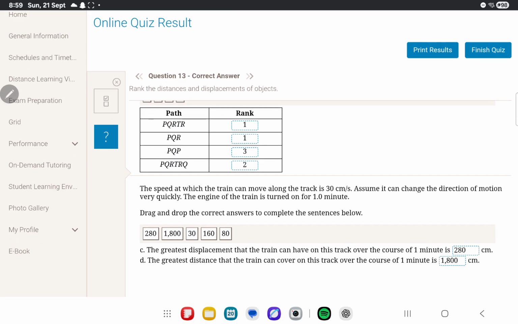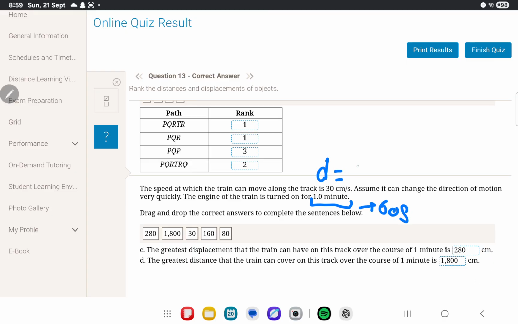Okay, now, the speed at which the train can move along the track is 30 centimeters per second. Assume it can change the direction of motion very quickly. The engine of the train is turned on for 1 minute. So 1 minute, we're going to take this as 60 seconds. Because here we have 30 centimeters per second. As you can see, it says the speed is 30 centimeters per second. So let's see the greatest distance it can travel, right? Let's find this, then I can answer this.